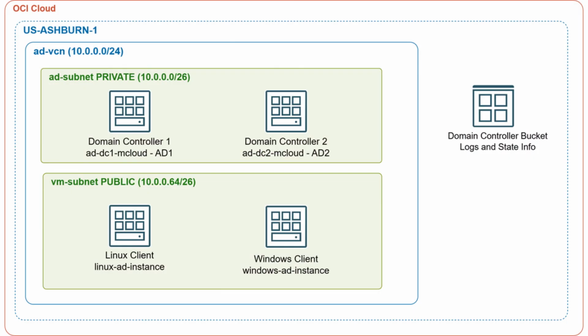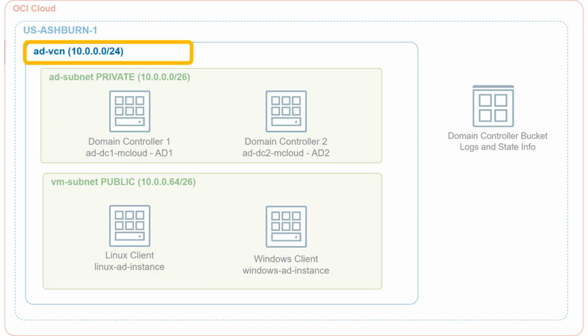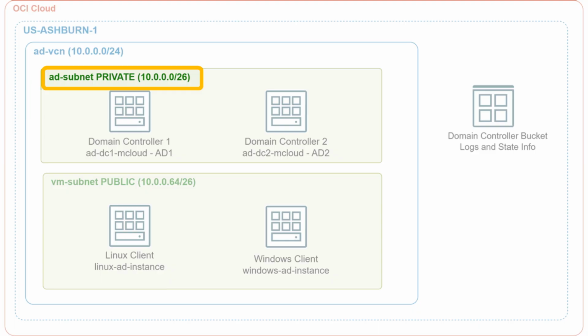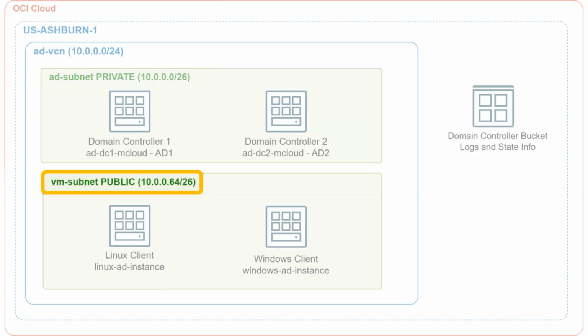Let's look at the architecture before we build. Everything runs inside a single VCN in US Ashburn. The domain controllers live in a private subnet. Clients are in a public subnet, reachable via SSH and RDP.